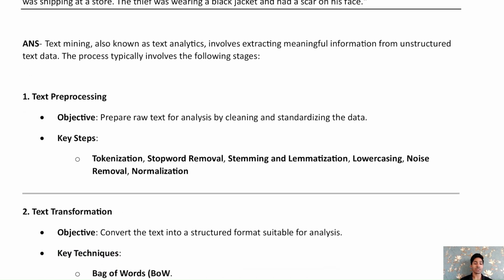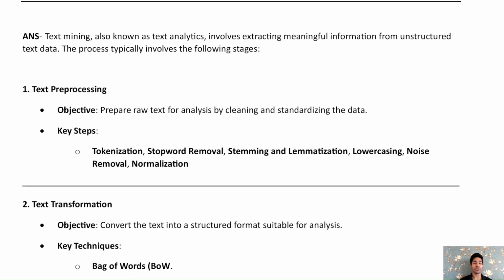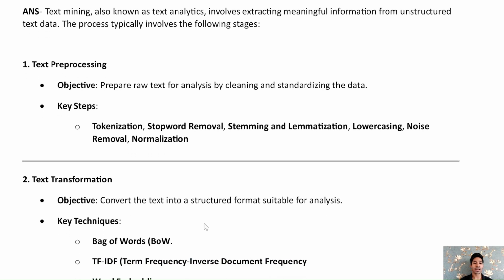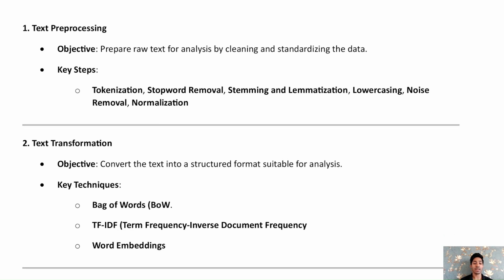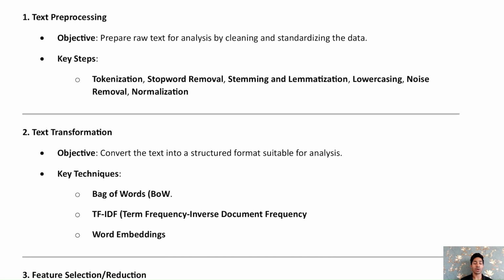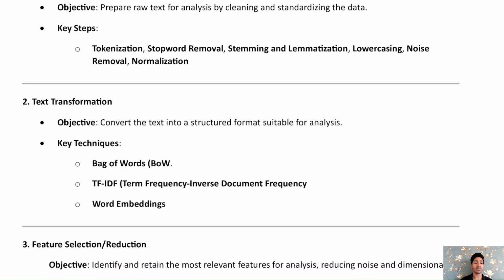The second step is text transformation. Our objective of text transformation is to convert the text into a structured format suitable for analysis. The key techniques for performing text transformation include BOW, which stands for bag of words, TF-IDF, term frequency inverse document frequency, and word embedding. The third step in text mining is feature selection and reduction.